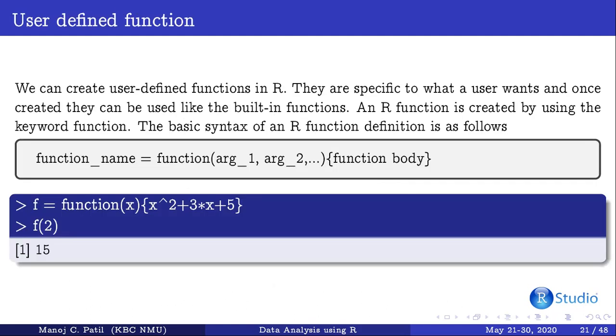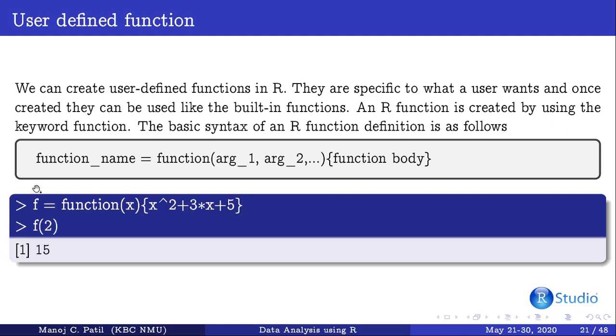We can create user defined functions in R. They are specific to what the user wants, and once created, they can be used like built-in functions. An R function is created by using the keyword function. That function is a keyword. The basic syntax of an R function definition is as follows: function name, whatever that function name is, equal to function, argument list and the function body.